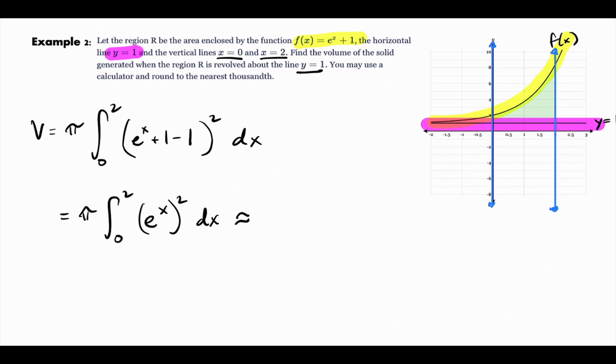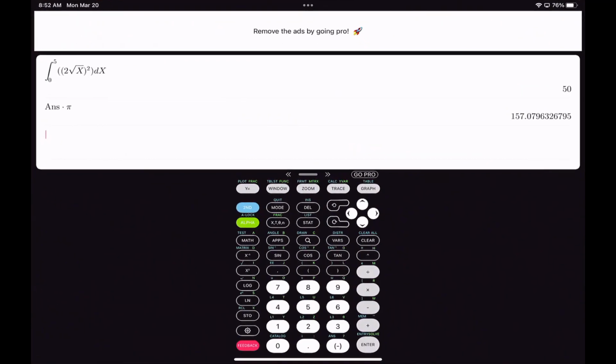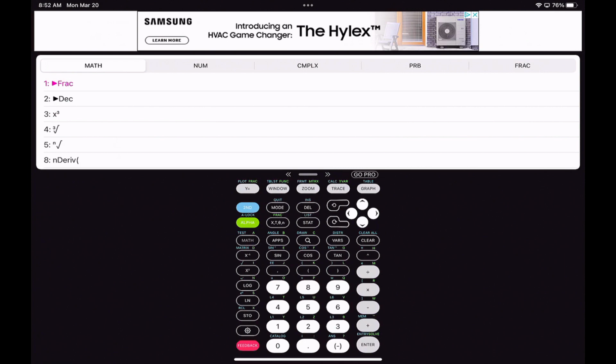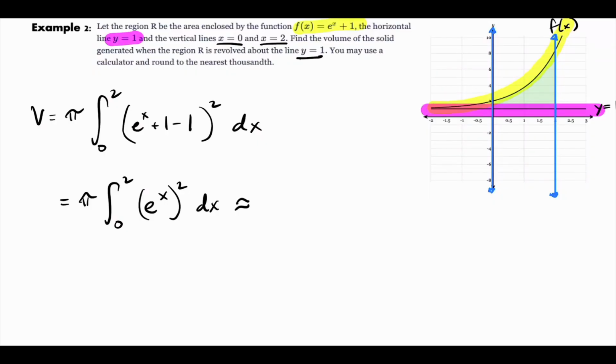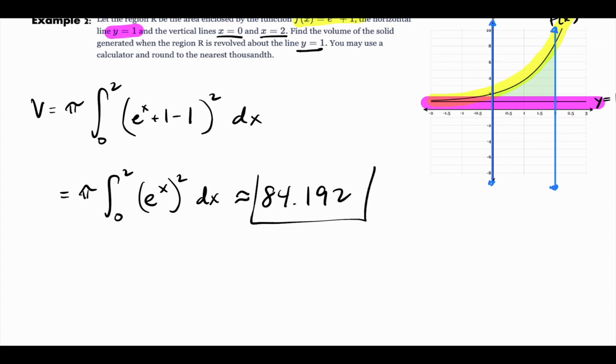Okay, calculator time. Times pi. 84.192. So approximately 84.192. Was it 192? Yep. And you're done.